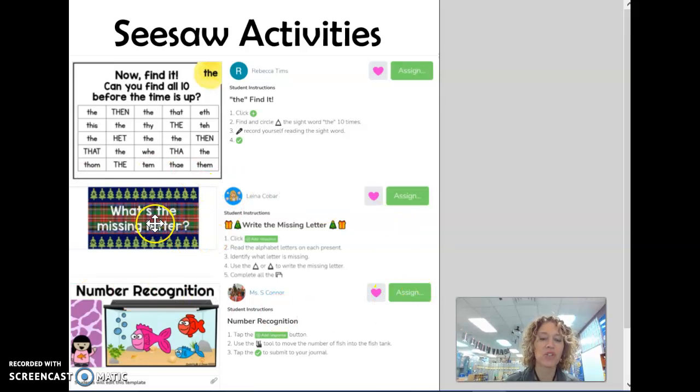This is a fun activity. It's write the missing letter. There's a missing letter of the alphabet because they're all in order, and you have to write the missing letter for each one. Remember, there is more than one page, so you have to go through them all. And this is a fun one. It's number recognition, and the little girl has a number she's holding, and you have to put that many fish in the fishbowl.